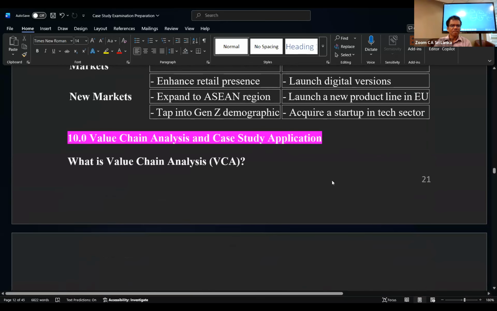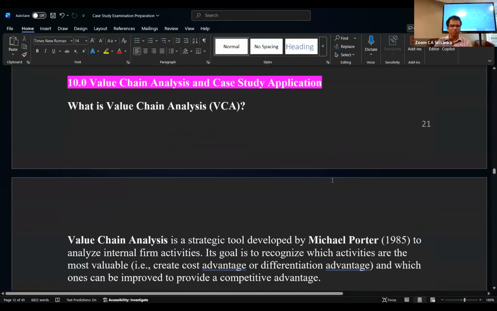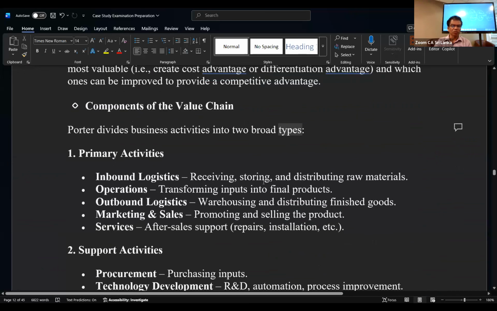Value chain analysis is also very important. So you must have a good idea about the components of the value chain. In the examination, you write it in the same way without giving what I explained for the BCG matrix. So there's inbound logistics, operations, outbound logistics, marketing and sales, services. Those are the terminologies you use, but what is inbound logistics? What is operations? What is outbound logistics? That is your interpretation, right?